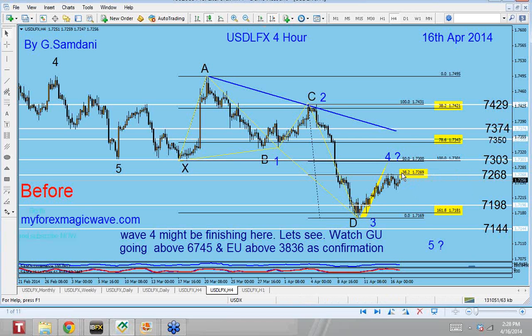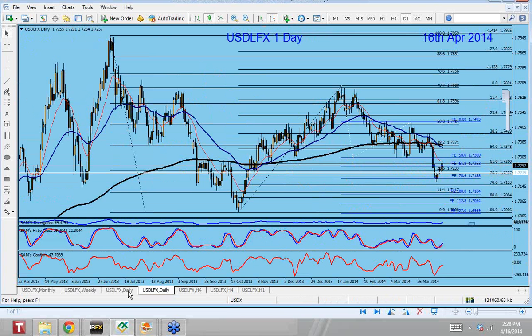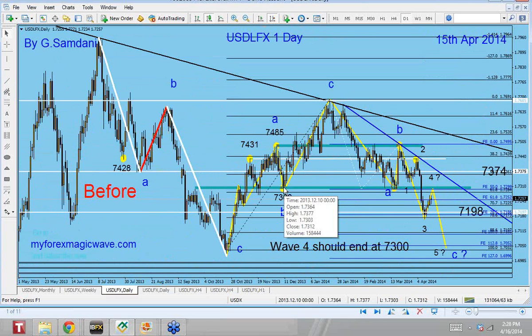So it's perfectly fine. Wave 4 could be 38%. Most of the time it's 38%, but very often 50% as well. So if it goes up to 50%, that's fine. 50% is 7301, in this area here, 7303. This is a daily low. If I can show you here or here, this is the area. This is the low here, 7303. So that's where we're going to test it.